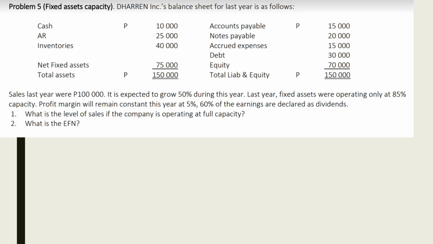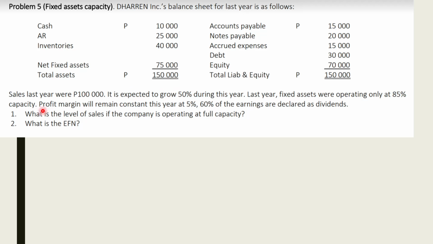So we will be having a discussion on the last problem on external financing needed that was given to you last week. This is problem 5, Darren Incorporated. You have Darren Incorporated's balance sheet for last year as follows. You have cash, AR, and inventories, your current assets. Then you have your net fixed assets and your total assets. Various liabilities and equity are given as well, giving you a total liability and equity equal to your total assets.